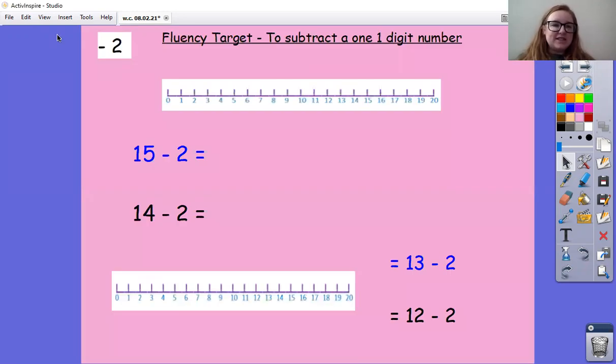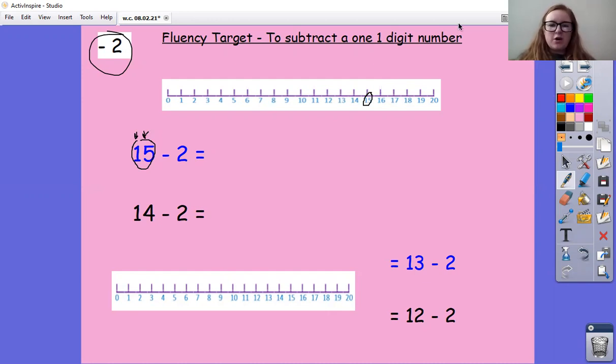Let's look at our fluency today. So today we're going to be looking at numbers between 10 and 20 and subtracting 2. So I'm going to use my number line again to help me. Here is my number line, and I'm going to start on, what number is this? It's got 1 ten and 5 ones. It is 15. Fantastic. It is 15, and I want to subtract 2.